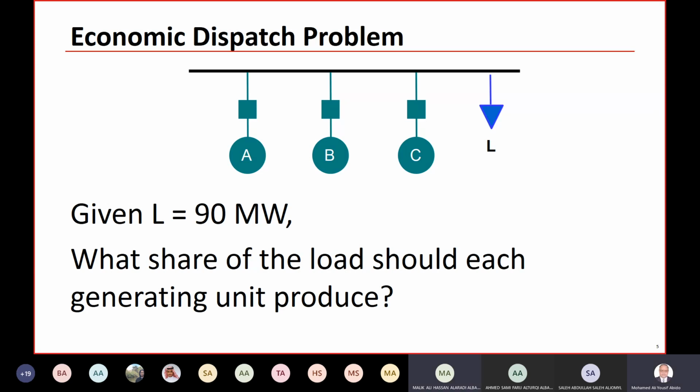More resistance means more what? More load? No, more losses. More losses. Yes, more losses in the transmission line.